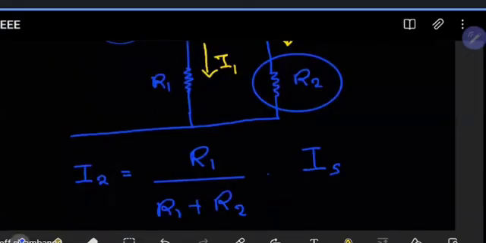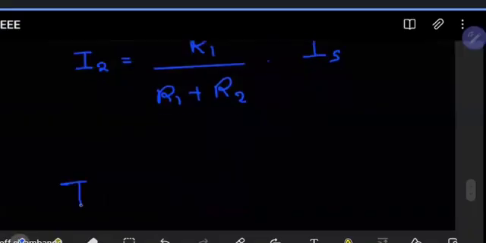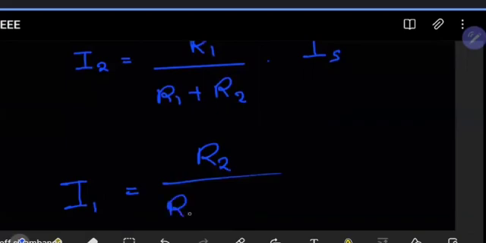In the same way, if I wanted to find the current going towards the first resistor, it will have to be the other resistor. Since I'm going towards the first, the resistor that will be on top will be the other, which is the second. And then this will be R1 plus R2. Then multiplying the supplied current, or the current they are sharing. I hope this is okay.